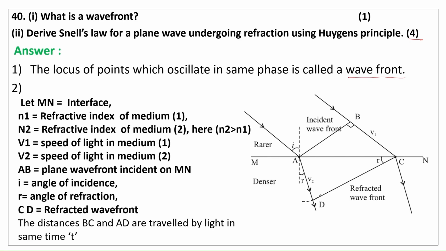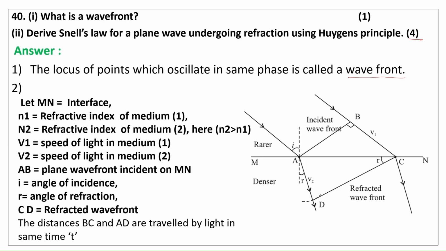2. Let MN be the interface. N1 is the refractive index of medium 1. N2 is the refractive index of medium 2, here N2 is greater than N1. V1 is the speed of light in medium 1. V2 is the speed of light in medium 2. AB is the plane wavefront incident on MN. I is the angle of incidence. R is the angle of refraction. CD is the refracted wavefront.